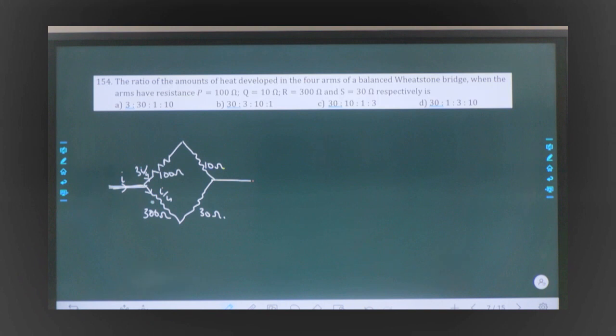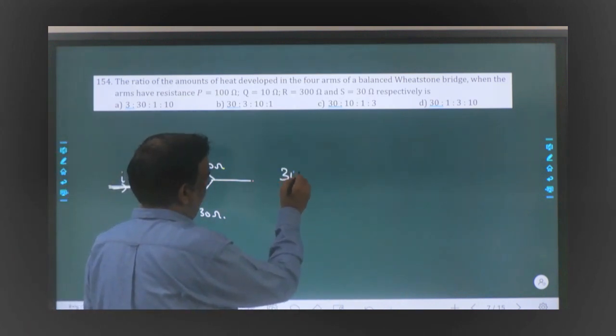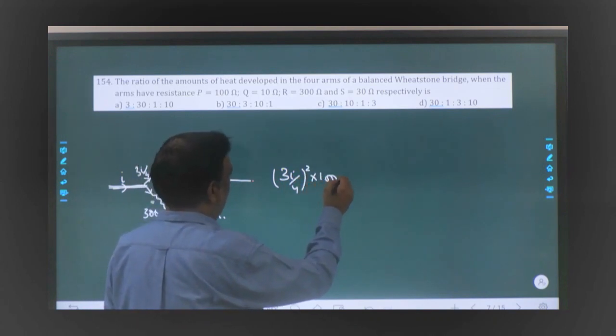So you have to find how the power dissipated will be affected. So what will be the ratio of power dissipated? 3I by 4, I square R into 100 is 2.